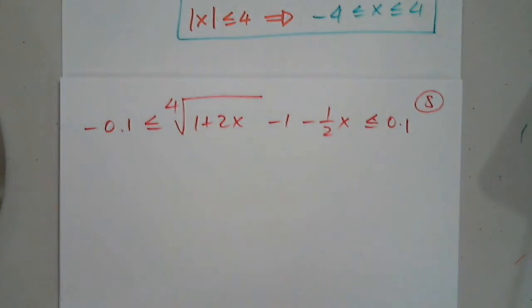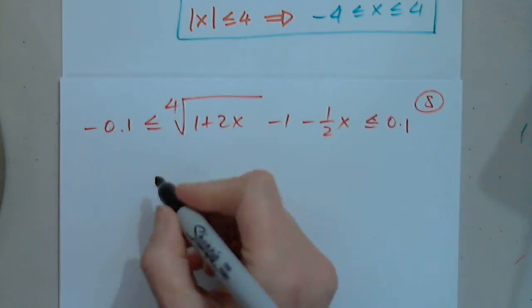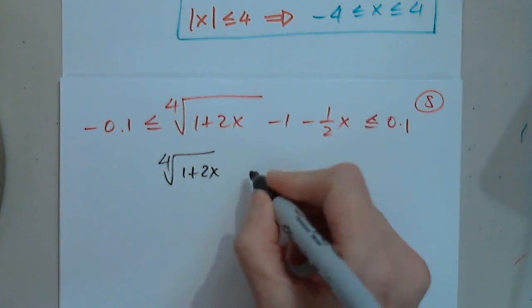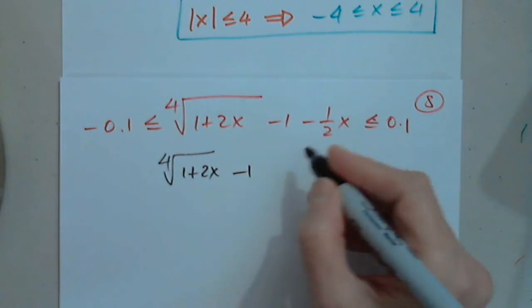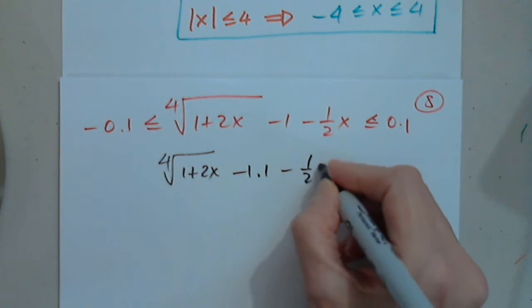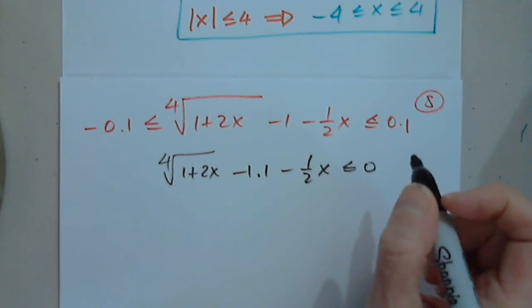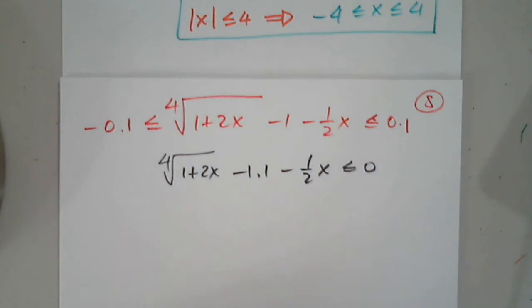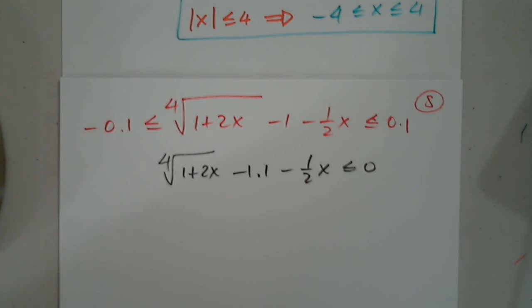Let me see if I can do anything else here. So the fourth root of 1 plus 2x minus 1.1 minus 1/2 x less than or equal to 0. Okay, so first I have to solve the equation when it's 0. So I'm sharing my screen. No, I'm not sharing my screen. I'm trying to.